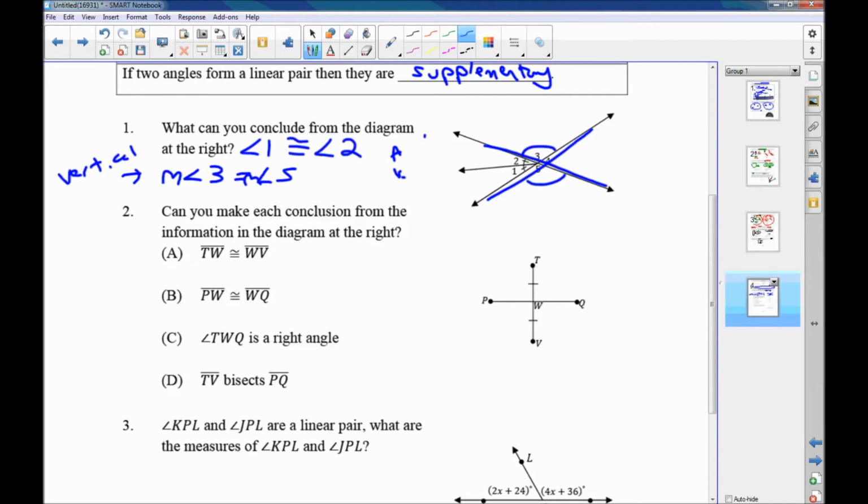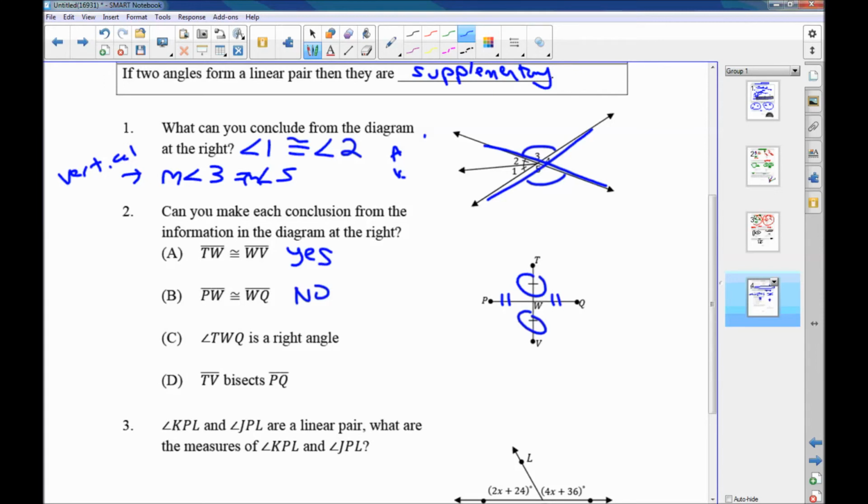Can you make a conclusion from the information in the diagram at the right for number 2? Is each conclusion possible? Is TW equal to WV? This is going to be yes. These little marks show us that that's true. Is PW equal to WQ? This would be no. It looks like it could be. They look the same length to me, but there's no marks. If we knew that, it would have to have double marks on here.